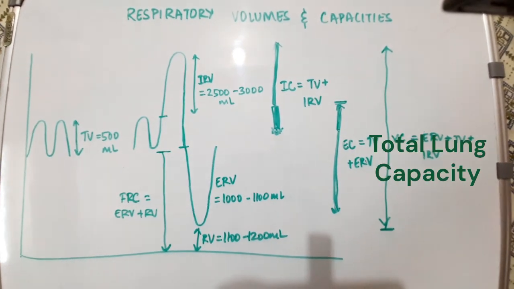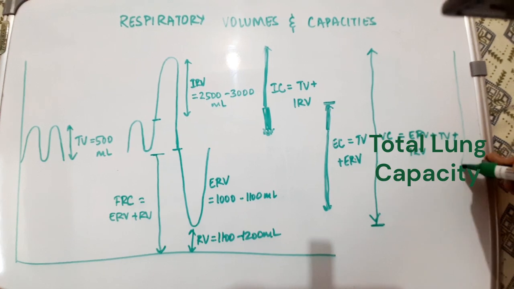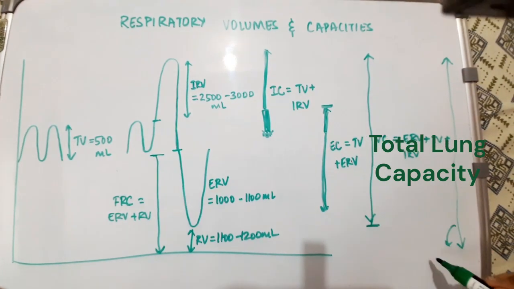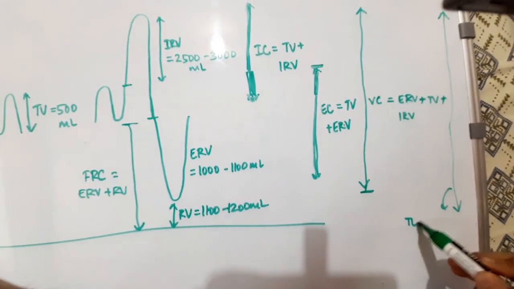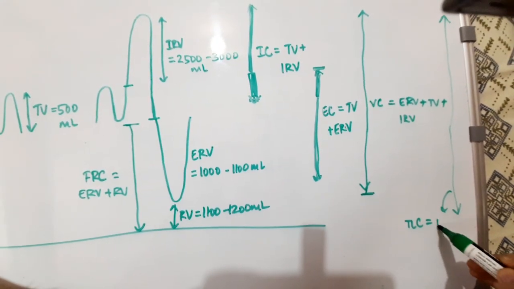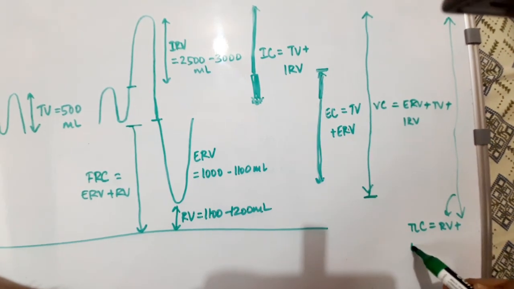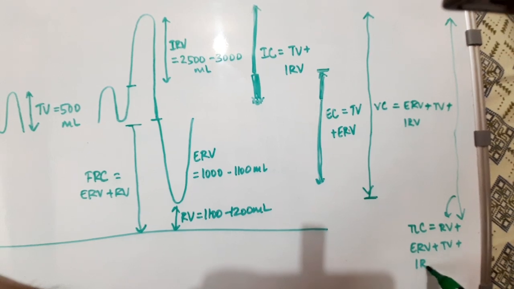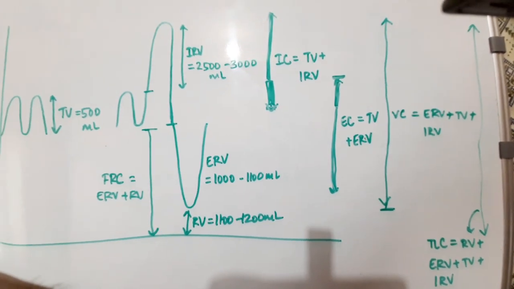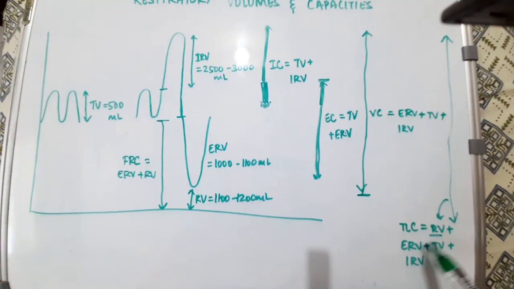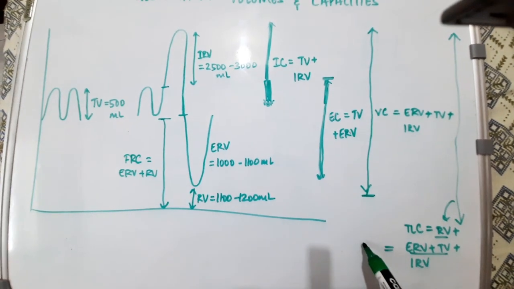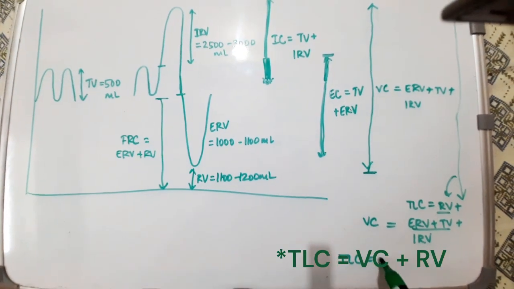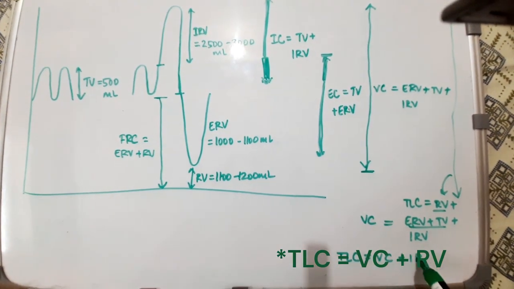Finally, total lung capacity is the amount of air present in the lungs at the end of a forced inspiration, which means it is the maximum amount of air that can be present in the lungs. So it includes everything: residual volume, expiratory reserve volume, tidal volume, and inspiratory reserve volume. And since expiratory reserve volume, tidal volume, and inspiratory reserve volume are vital capacity, total lung capacity can also be vital capacity plus residual volume.